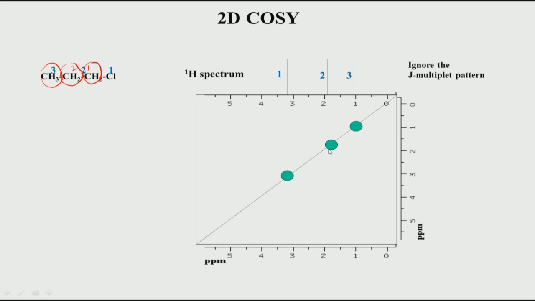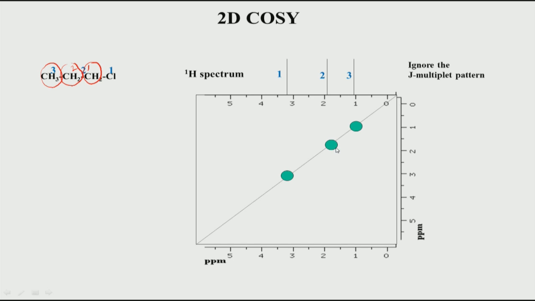Similarly, if you look at this peak here, 2 and 2, there will always be some peak here, and 3 and 3. Again keep in mind we are ignoring the J coupling pattern inside the peak. So, this peak is actually not like a circle, it will be like 4 peaks inside this, but we are going to ignore that because our focus is on the chemical shift value, which is the center of this. Okay, so this is the diagonal peak.